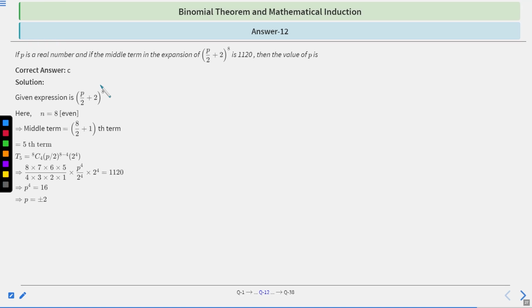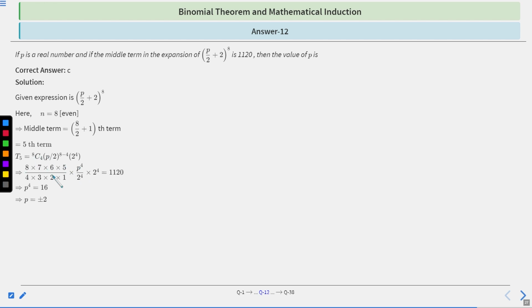Okay, let's move to the solution part. The given expression is p by 2 plus 2 to the power 8. Here n is equal to 8, which is even, right? So the middle term is the 8 by 2 plus 1th term, clear, which is the 5th term, clear. So the fifth term can be calculated as T5, which can be written as T4 plus 1, right? So 8c4 into p by 2 to the power 8 minus 4 into 2 to the power 4.